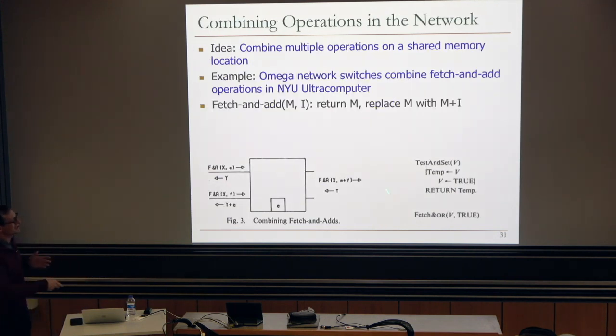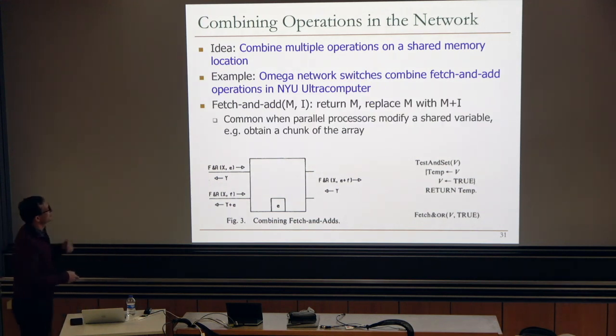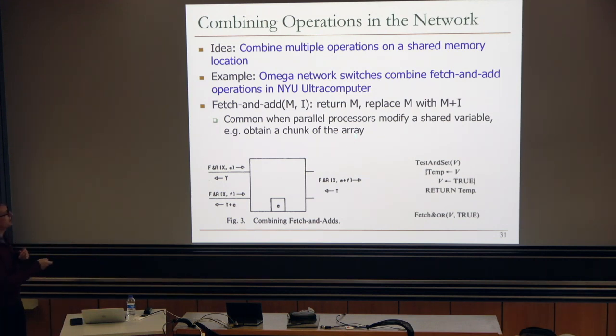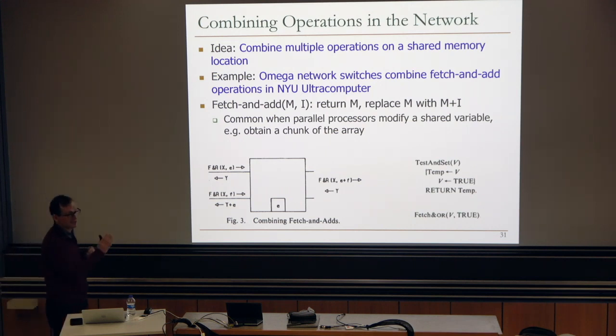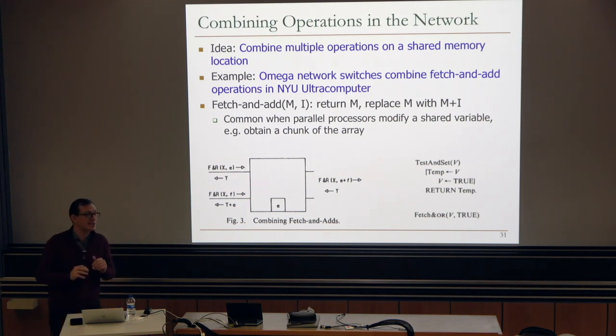So it's not just test and set, it's also fetch and add, which is a general primitive. So basically, this is common when parallel processors modify a shared variable, for example, when they're obtaining a chunk of the array, and this is how they get the chunk of the array. And they don't necessarily need to obtain an equal sized chunk this way, right? They can say, I want the index of the array, and I want to increment the index by, let's say, 58. So that the next processor who wants the index of the array gets m plus 58. Right? That's the idea. So everybody can get a different chunk this way.